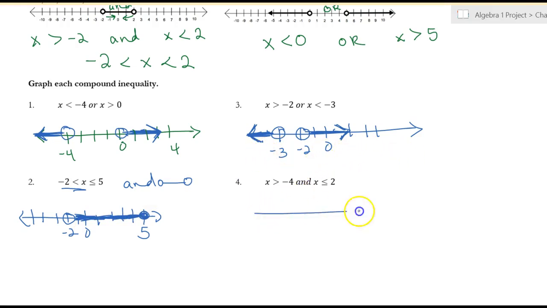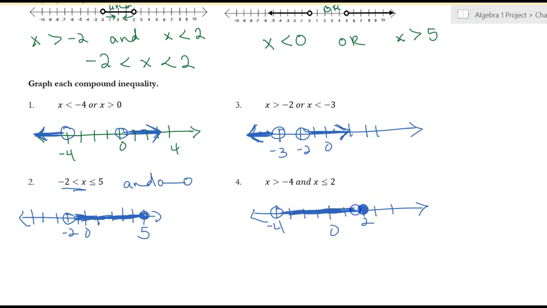All right, here's one that's separate. And so at -4, it should go to the right. And at 2, it goes to the left. So that also makes a dumbbell.